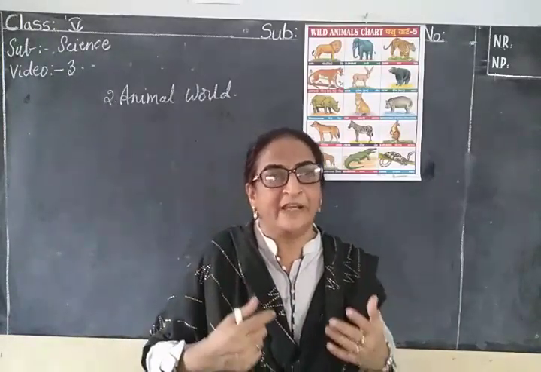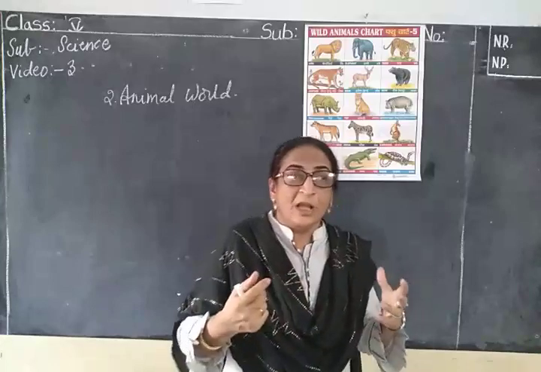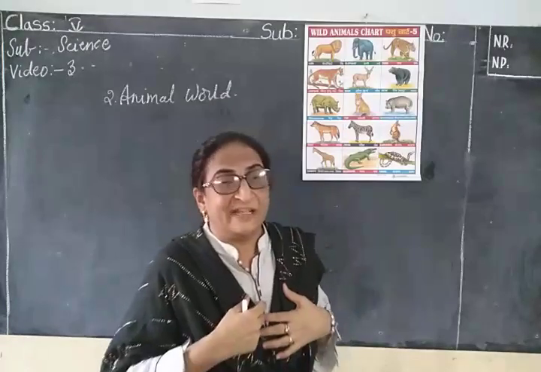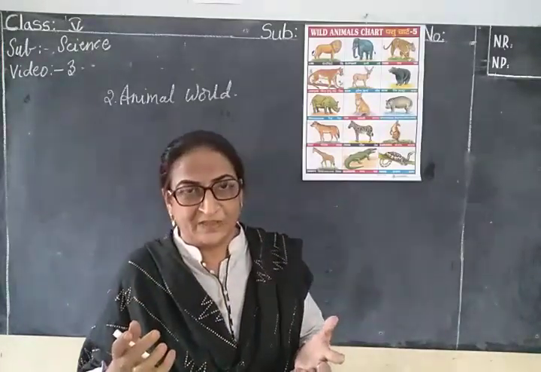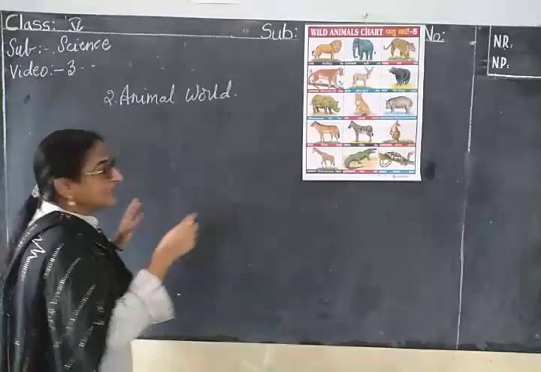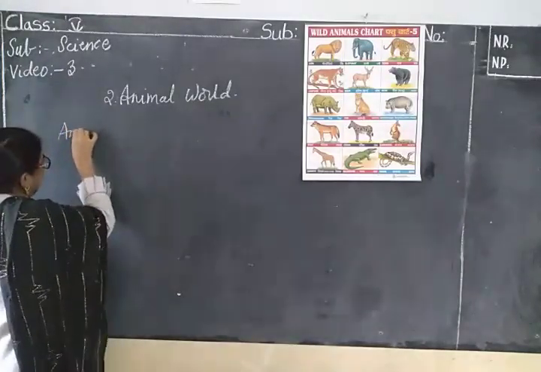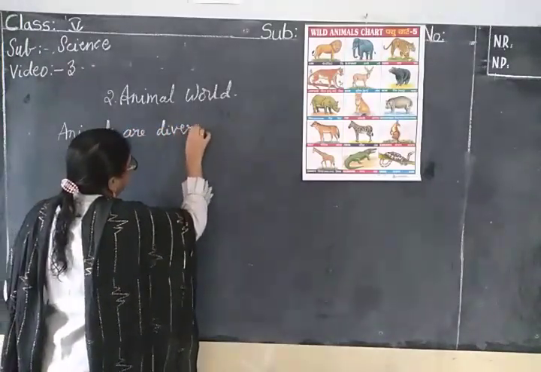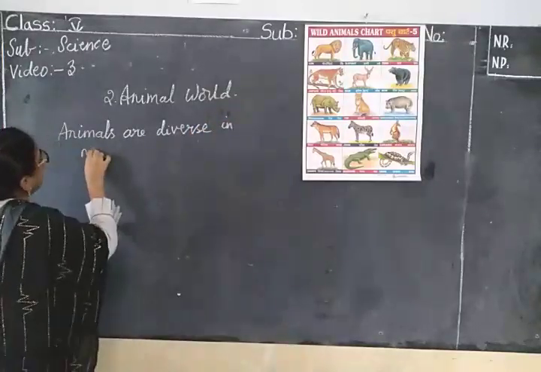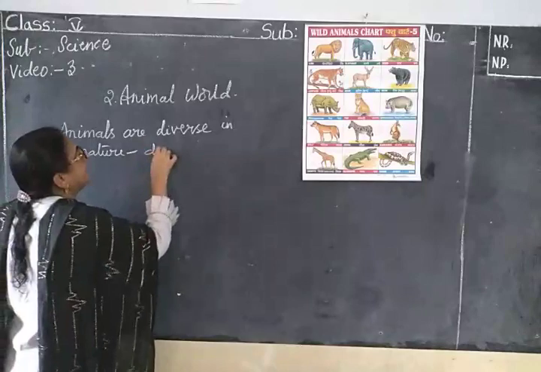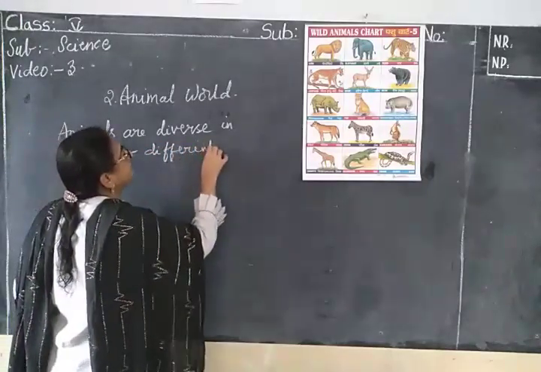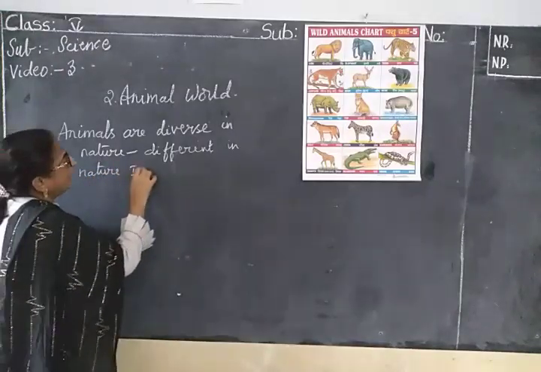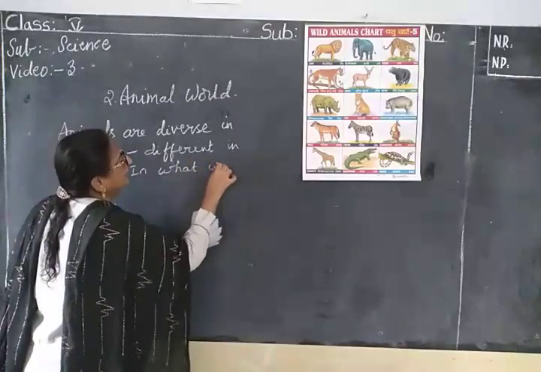Earth is a place where you find different types of animals, isn't it? So, you find different types of animals and these animals are diverse in nature. Diverse in nature and yet they are different. So, in what way they are different? Diverse in nature means different in nature. In what way they are different?